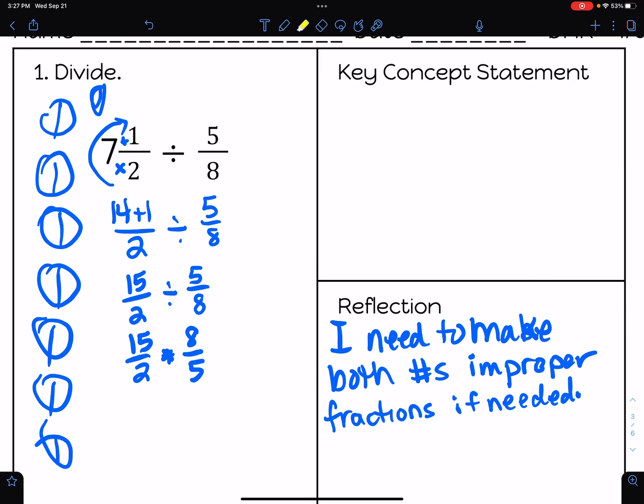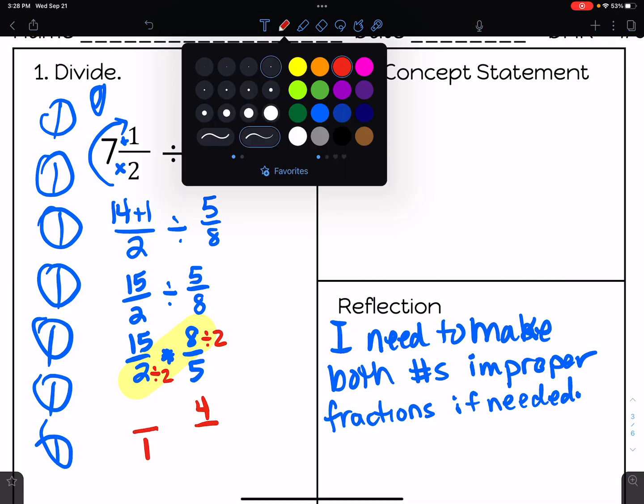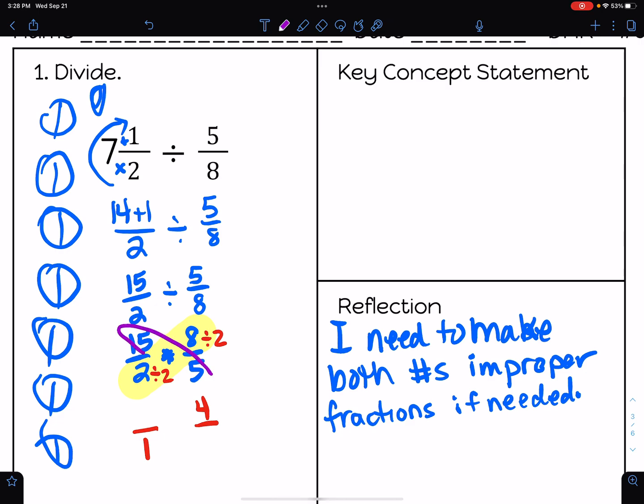Now the next thing I'm going to do is check to see if I can do some easy work. And 8 and 2 can be simplified because they're both divisible by 2. Okay, so I'm going to rewrite that. The 8 turns into 4 on the top, and the 2 turns into 1 on the bottom. Okay, now I'm looking at these two numbers. They are both divisible by 5. So 15 divided by 5 is 3. 5 divided by 5 is 1. And I multiply across the top. I get 12 over 1. My final answer is 12.